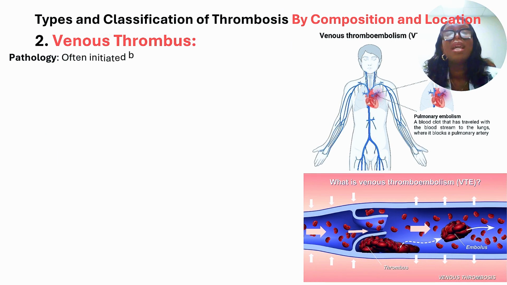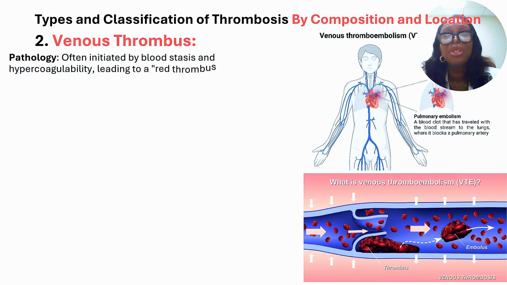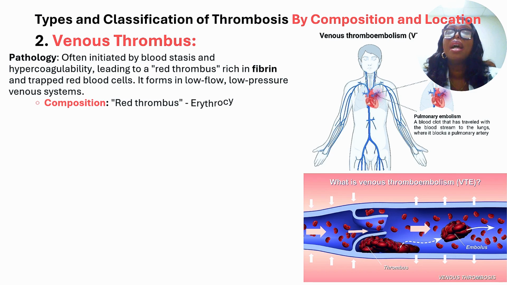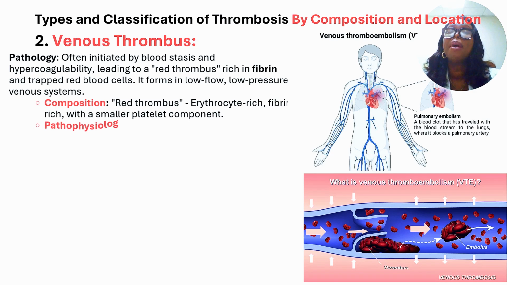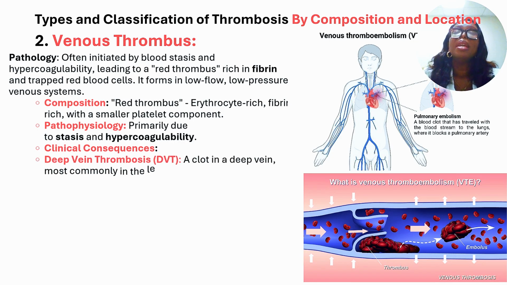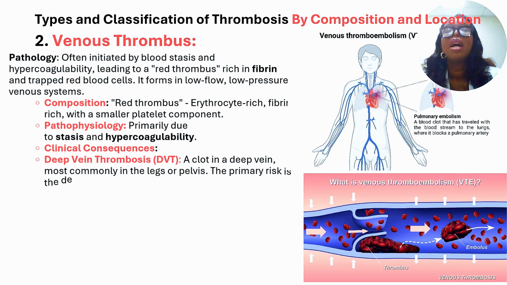Then we have another classification of thrombosis based on the composition and location. The second is what we call venous thrombus. Venous thrombus is often initiated by blood stasis and hypercoagulability, leading to a red thrombus, which is rich in fibrin and trapped red blood cells. It forms in low flow and low pressure venous system.